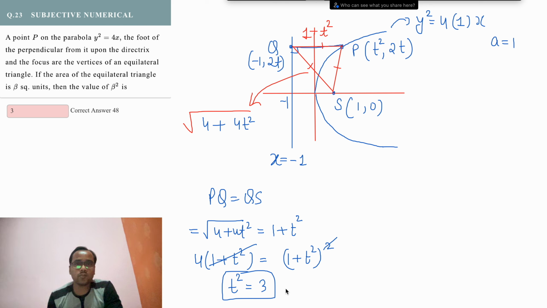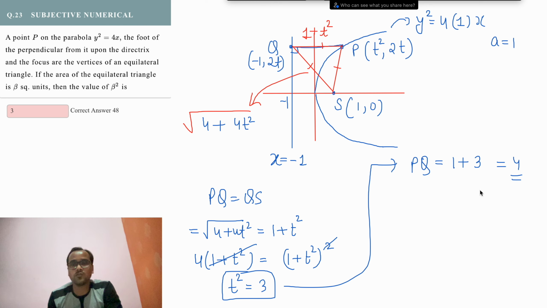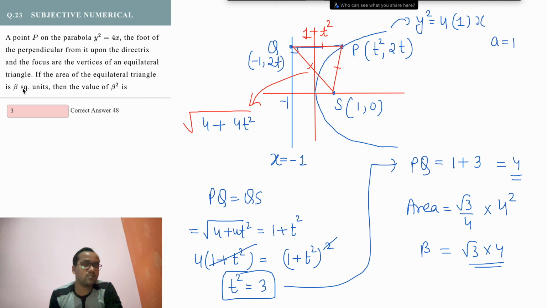Okay, now t square is coming out to be 3, that means the length of PQ will be 1 plus t square, that is 1 plus 3, which is 4. That means the side of the equilateral triangle is 4. So area will be root 3 by 4 side square, so 4 square. So that is coming out to be root 3 into 4. That is given to us as beta. Equilateral triangle has area beta. So beta square will be what? 3 into 16, 48. So 48 will be the right answer for this question.